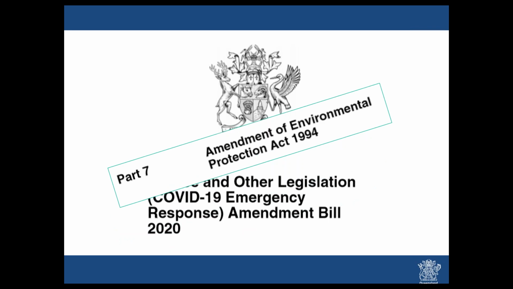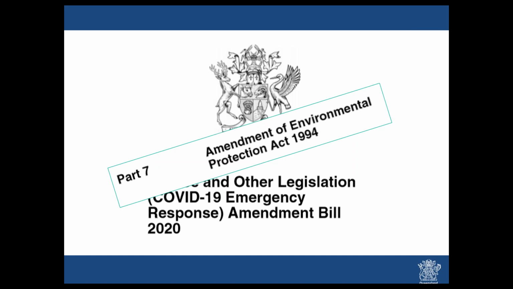So the provisions in Part 7 of the bill, which relate to the EP Act, allow for the Minister to make a declaration exempting compliance with certain conditions of an environmental approval, and this includes TEPs, TELs, EAs, or the new temporary EA. And it also allows the administering authority to issue temporary environmental authorities where these actions are deemed reasonable because of the COVID-19 emergency.